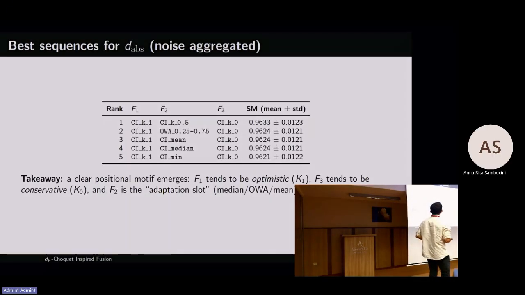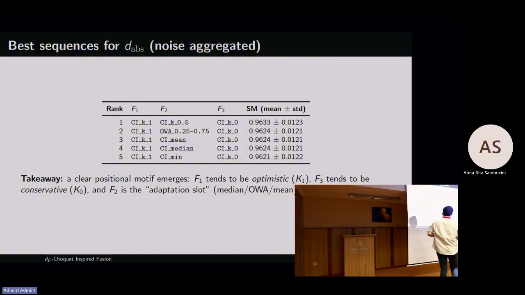So the results give us that the best combination is the constant 1, constant 0.5, and constant 0. Here you have the 5 best combinations, and you can see one pattern that works best. This is that in the first position, we have a constant 1. In the last position, we have a constant 0. And in the second position, you have some different functions.